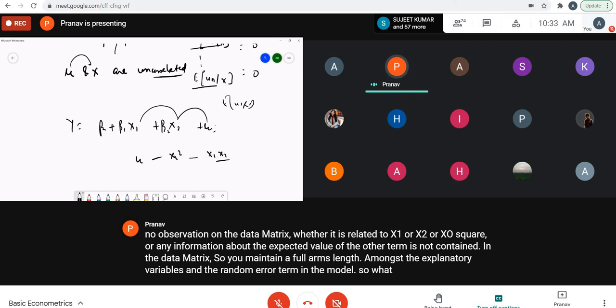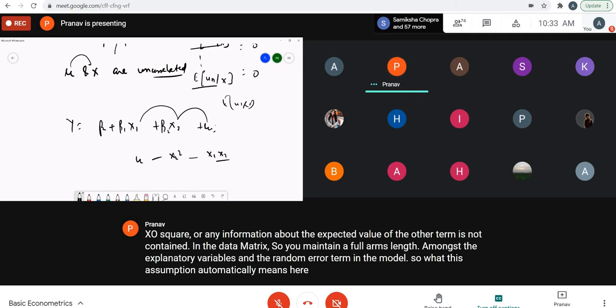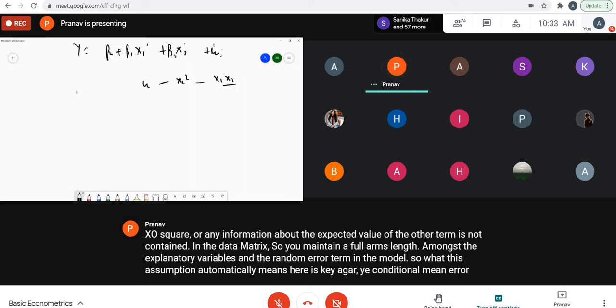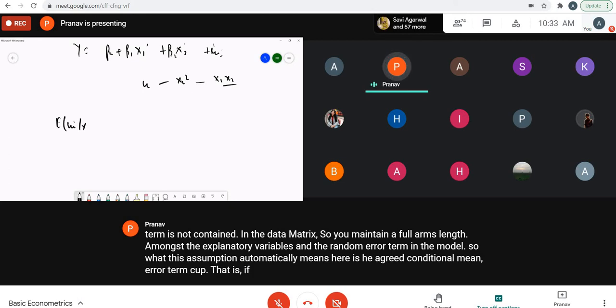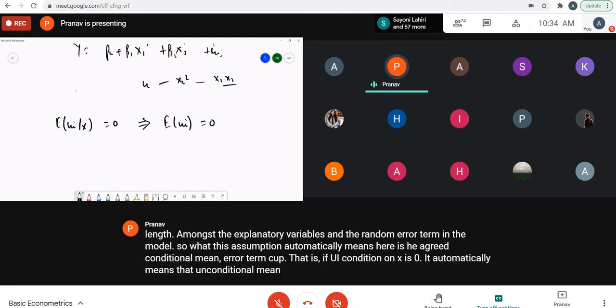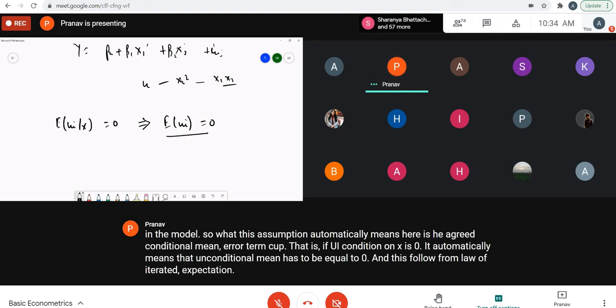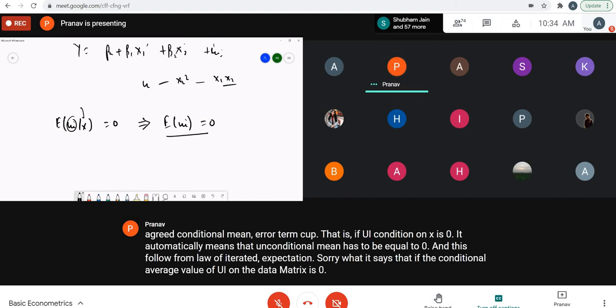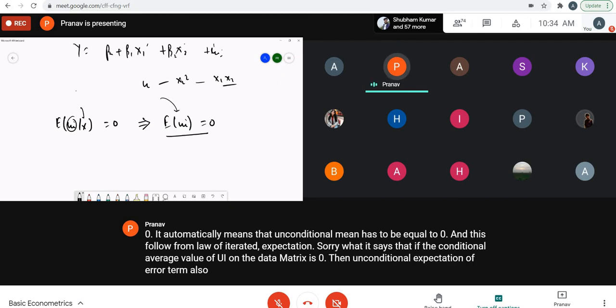So what this assumption automatically means here is that if the conditional mean of the error term, that is, ui conditional on x, is 0, it automatically means that the unconditional mean has to be equal to 0. And this follows from the law of iterated expectations. What it says is that if the conditional average value of ui on the data matrix is 0, then the unconditional expectation of the error term is also automatically 0.